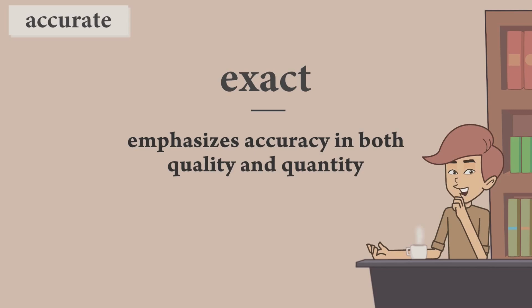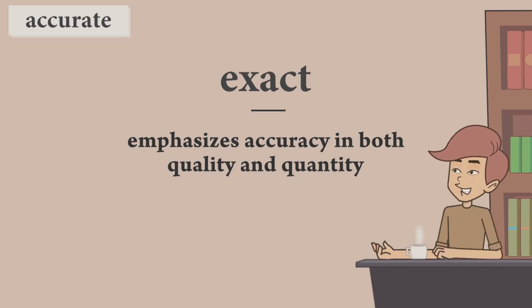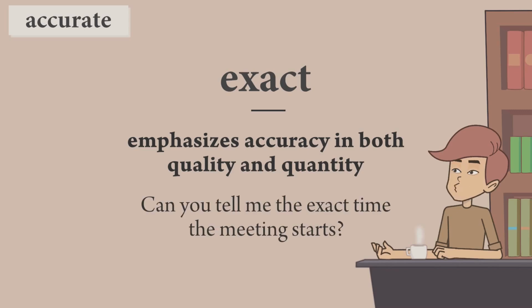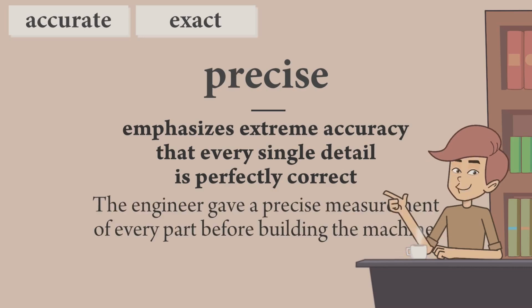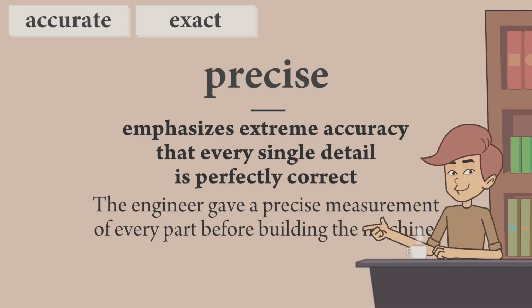Exact emphasizes accuracy in both quality and quantity. It is stronger in tone than accurate. Can you tell me the exact time the meeting starts? Precise emphasizes extreme accuracy and stresses that every single detail is perfectly correct. The engineer gave a precise measurement of every part before building the machine.